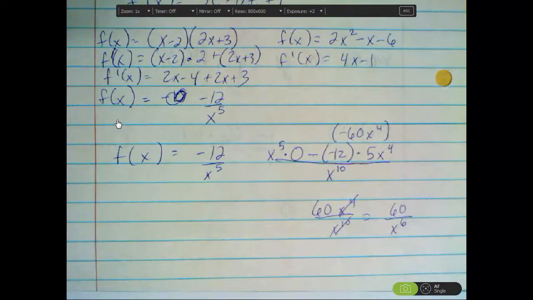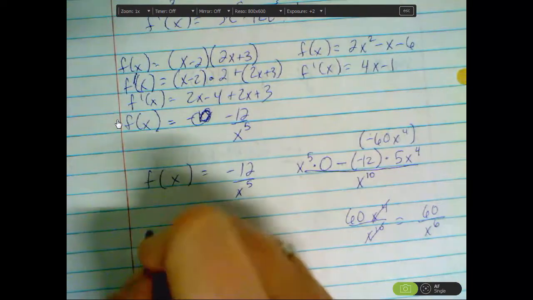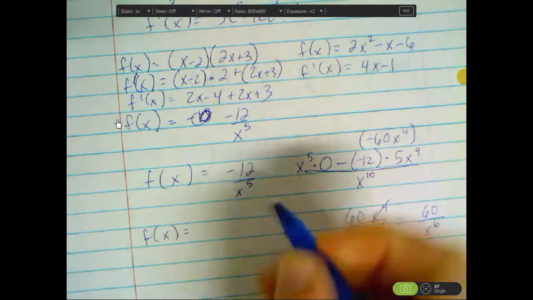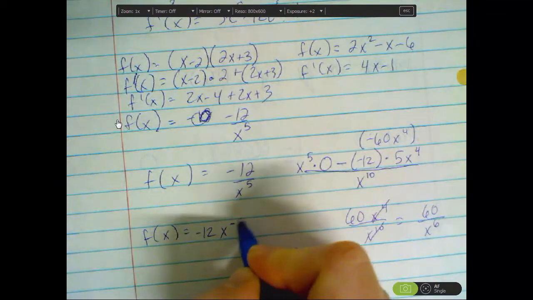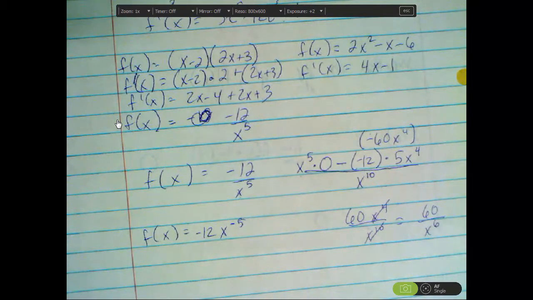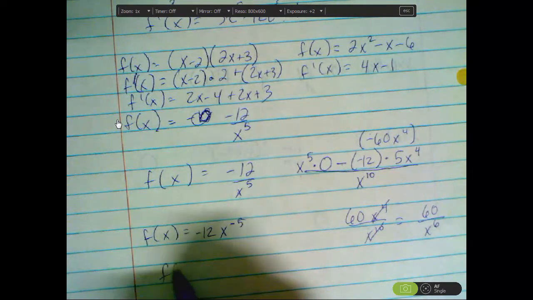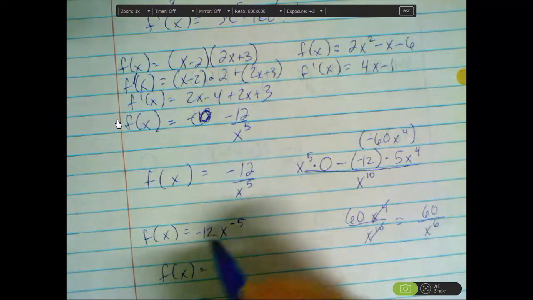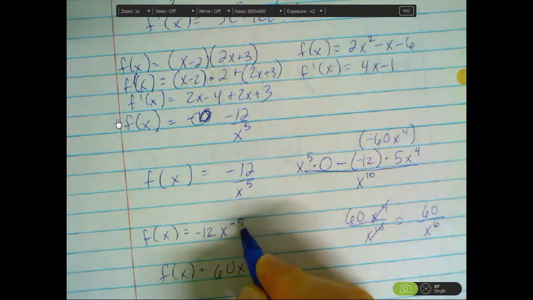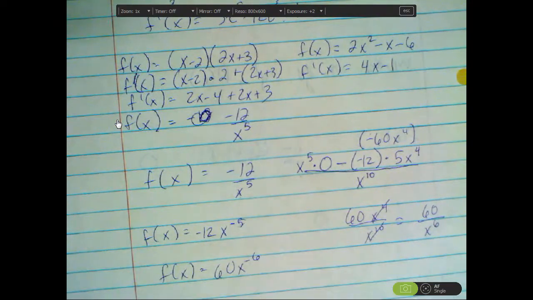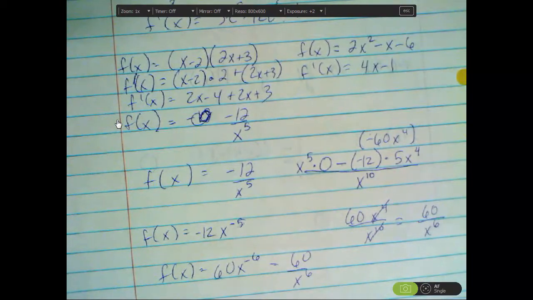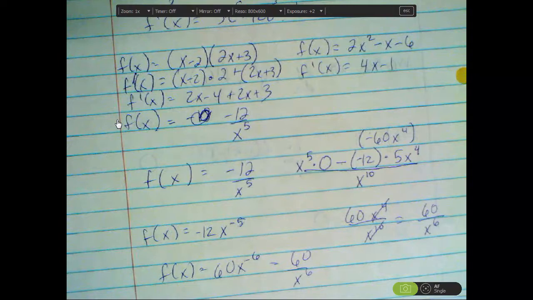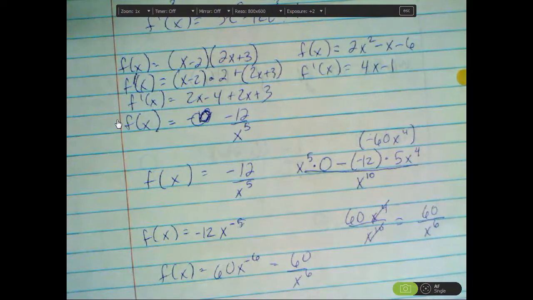Now there's another way you could have done this one, and this is one of those situations where it's going to come in handy for you to understand algebra. You could have moved this up to the top and made it -12 x to the -5th, and then just used the product rule and done -5 times -12 is 60. Subtract 1 from the exponent, so you go down to -6, and then we write it as 60 over x to the 6th. Either way is totally acceptable, but you have to learn product rule, quotient rule, and power rule.